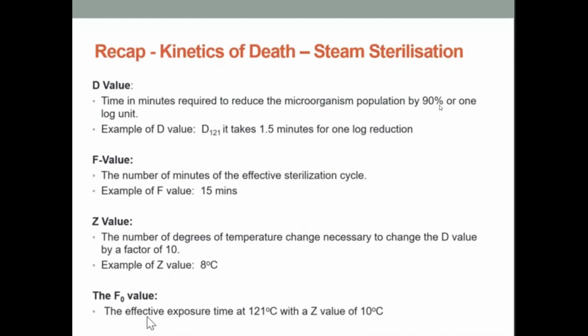Just to recap the kinetics of death for steam sterilization. Your D value is your time in minutes required to reduce the microorganism population by 90% or 1 log unit. So an example of a D value: D is 121, it takes 1.5 minutes for 1 log reduction. F value, the number of minutes of the effective sterilization cycle. Example of an F value, 15 minutes. Z value, the number of degrees of temperature change necessary to change the D value by a factor of 10. Example of a Z value, 8 degrees C. The F0 value, the effective exposure time at 121 degrees C with a Z value of 10 degrees C.